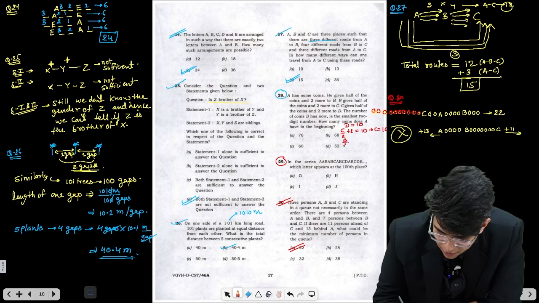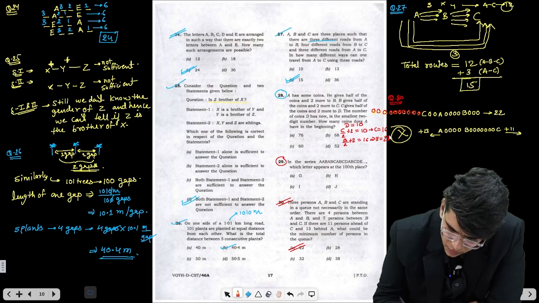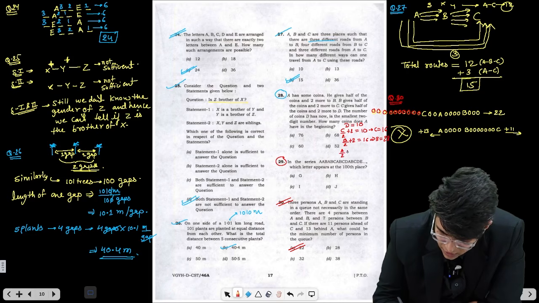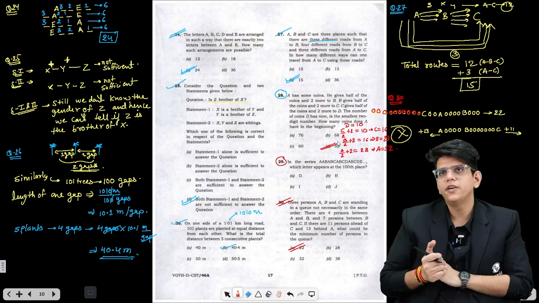B gives half plus 2 to C, which is 16. So 14 into 2, B equals 28. A gives half plus 2 to B, which is 28. So 26 into 2, A equals 52. So basically here A is option D, 52.